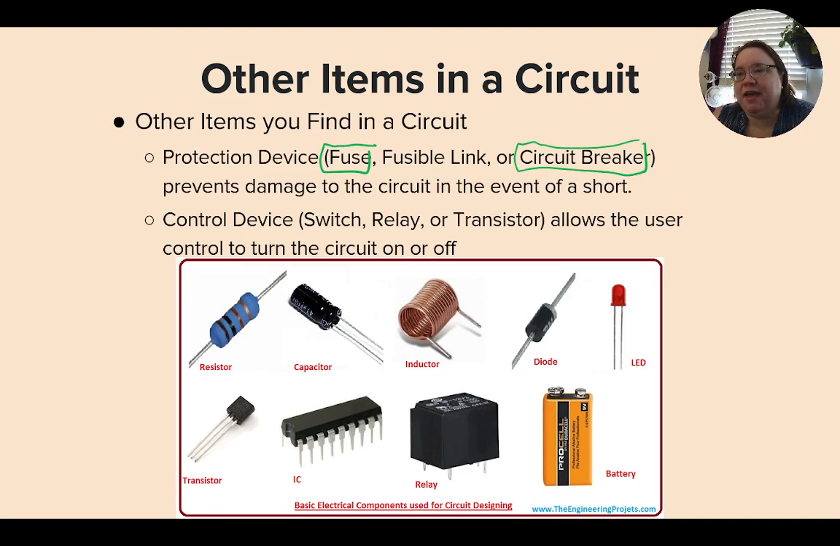Other things you might find are control devices. This basically allows you to turn on and turn off the circuits. Think of a power switch. Other things such as a transistor or a relay allow you to turn on and turn off the flow of electrons.